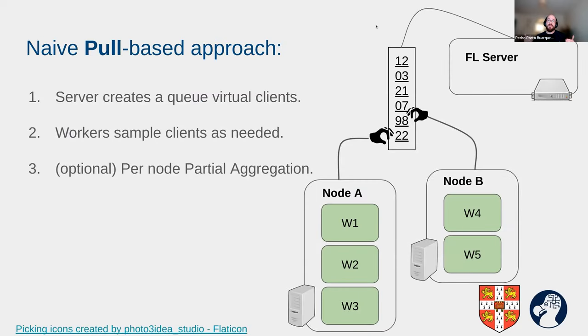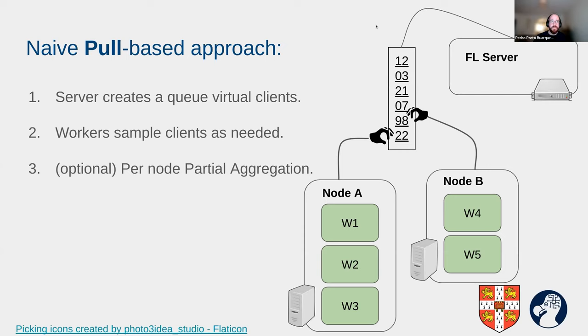And that is actually the regular way that federated learning frameworks in general work. They use what is called a naive pool-based approach to client sampling. In this pool-based approach, the server, again, samples clients, but then it creates a queue of clients where each node will sample a client and perform its training locally. And once it's done, it will sample another client from this queue, one at a time. So as soon as it's done, it will sample another one and train again. Okay, this kind of sounds efficient, but unfortunately, it's actually not.